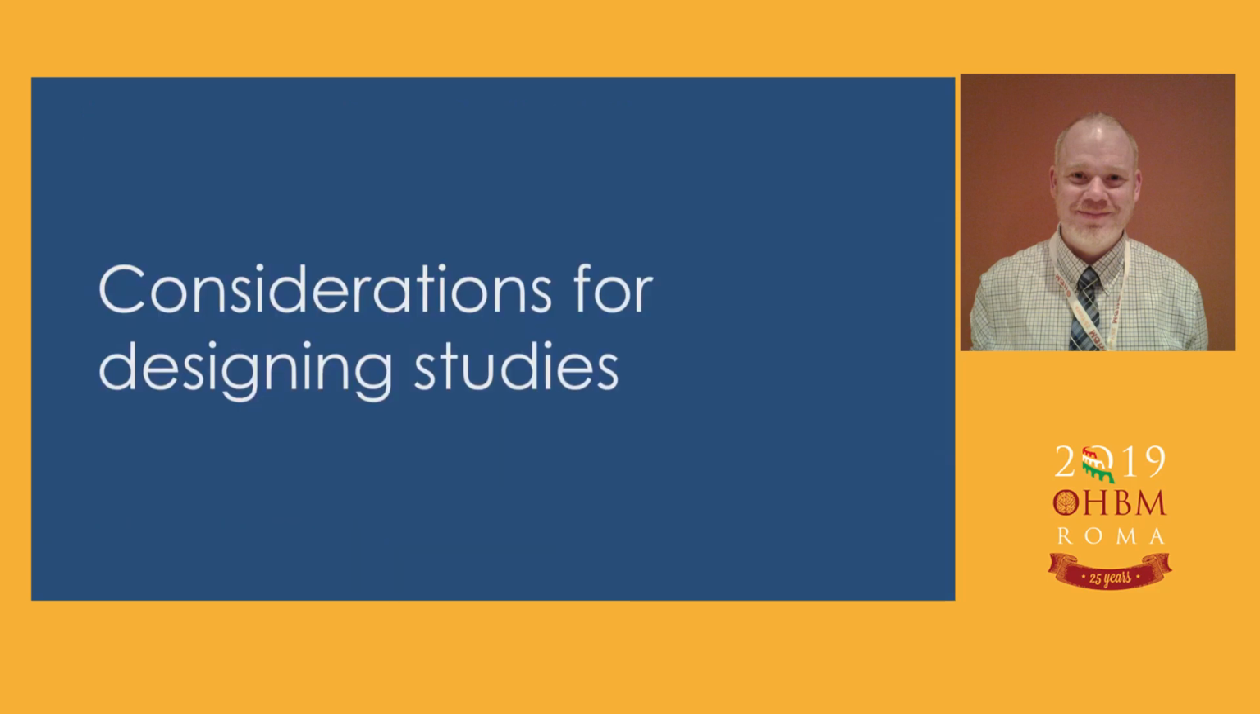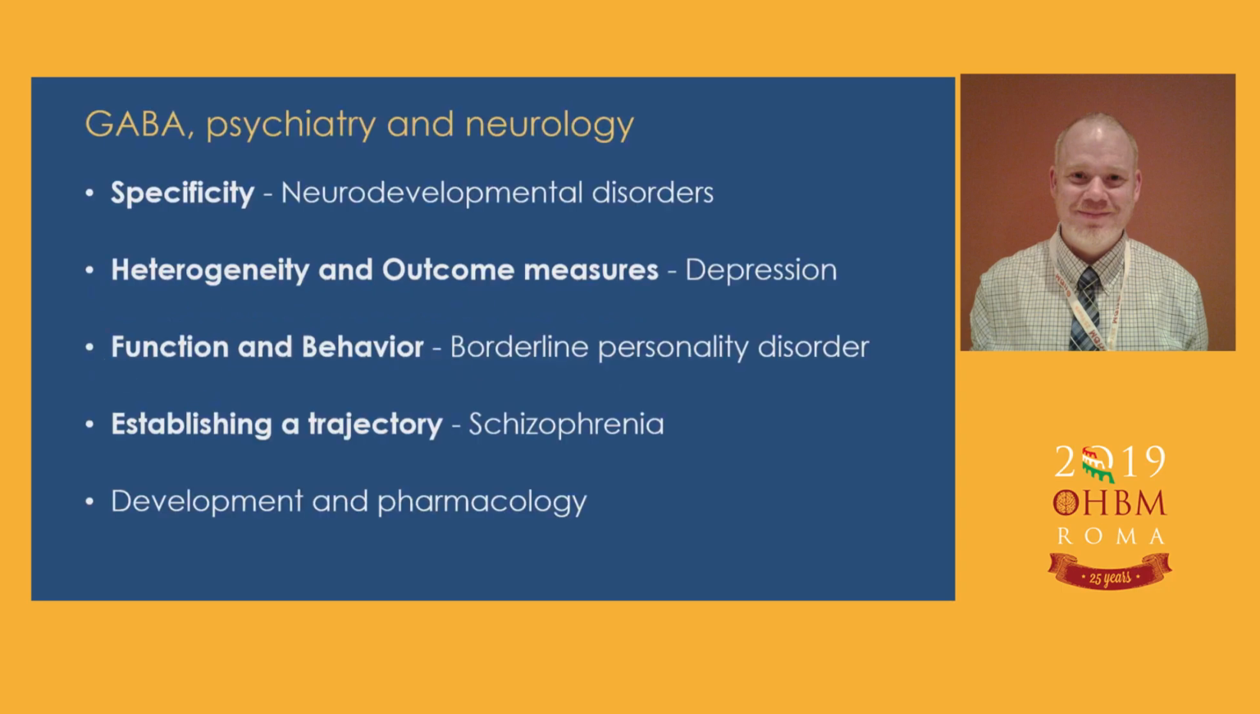So I want to use a number of disorders to talk about considerations for designing studies and what you might be able to learn from working with patient populations. I first want to talk about the specificity of measurements, talking about neurodevelopmental disorders. I then want to talk about the heterogeneity of disorders as well as establishing the right outcome measures, and do that with respect to depression. I want to talk about function and behavior with respect to borderline personality disorder, and establishing a clinical trajectory with respect to schizophrenia. And then I'll talk about development and pharmacology a little bit.